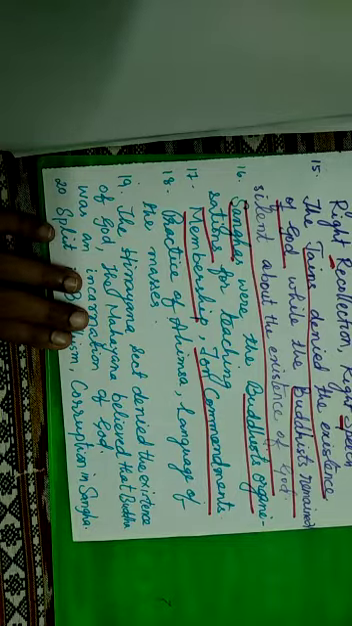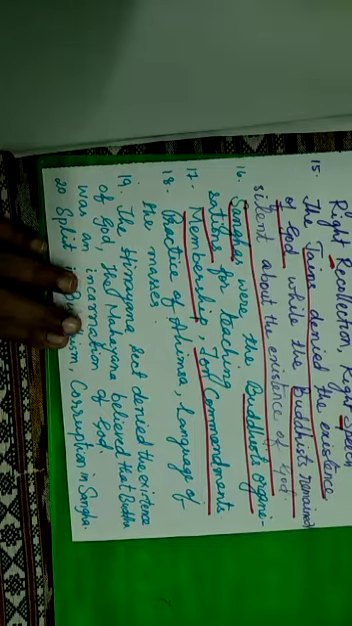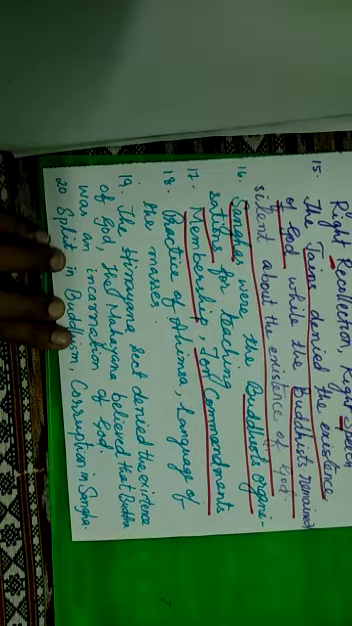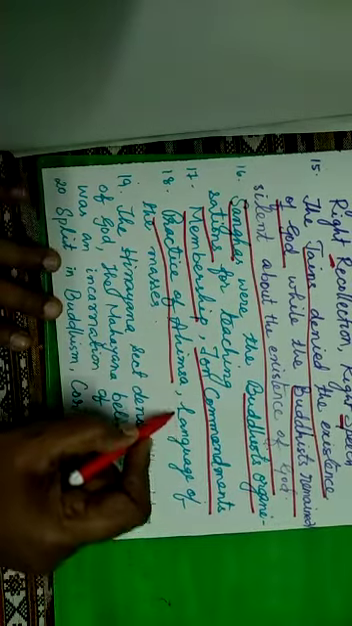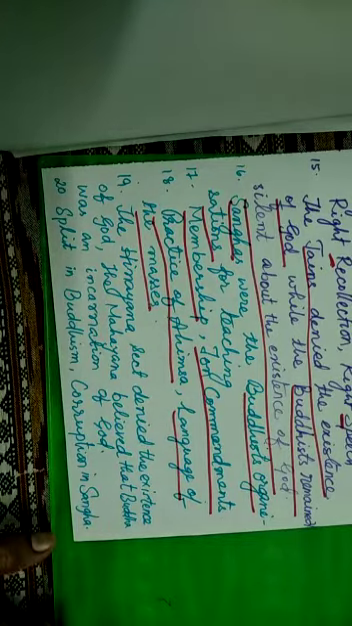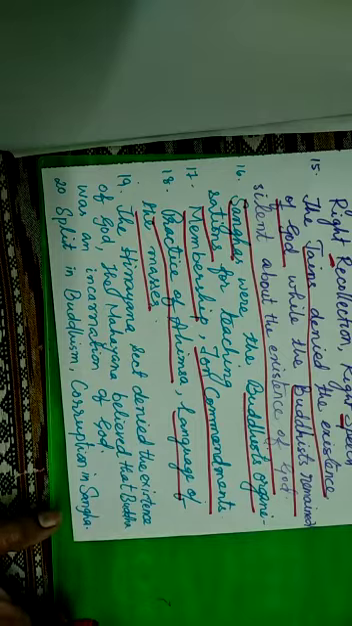Question number 18. What were the features of Buddhism that attracted people towards it? The practice of ahimsa and the language of the masses, or the language of the people, were the 2 things that attracted the common people to practice Buddhism.